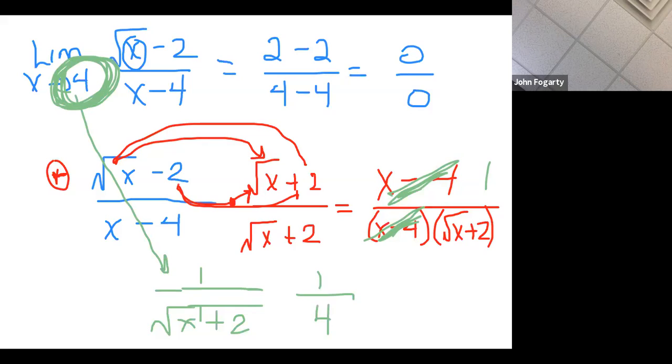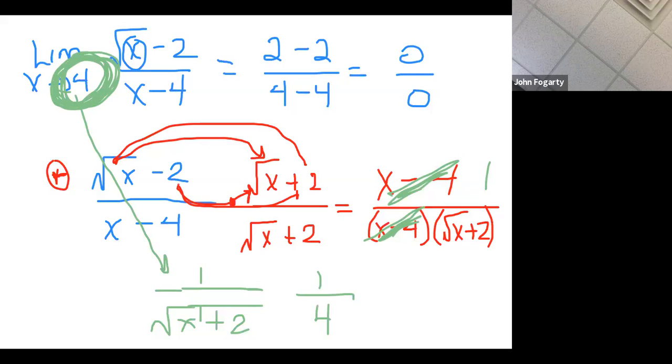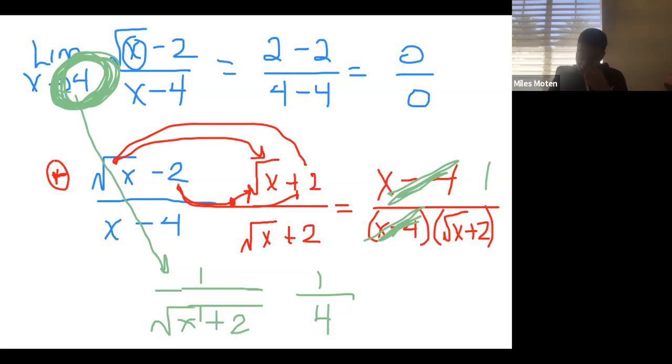Makes sense? What do we know x can't be, though? 4. It can't be 4, right? But we can tell you what it approaches, and we approach 4. Does that make sense? Yes, sir.